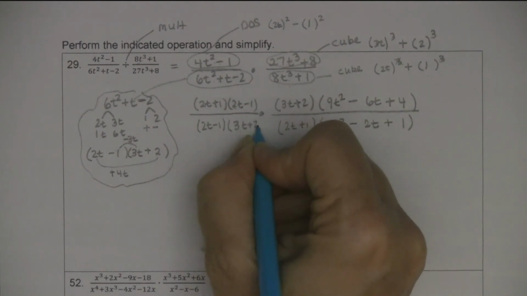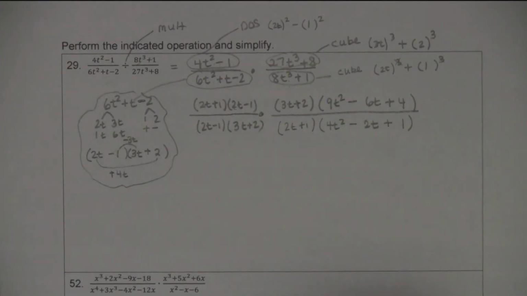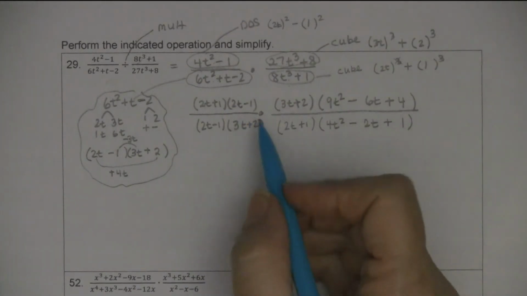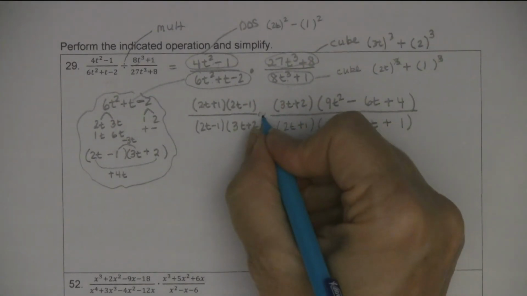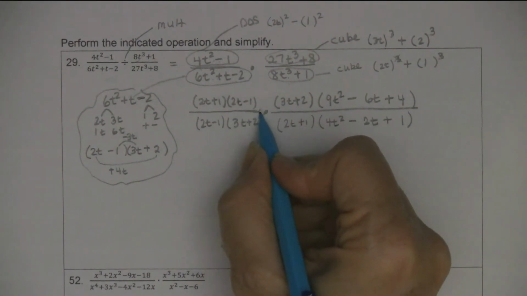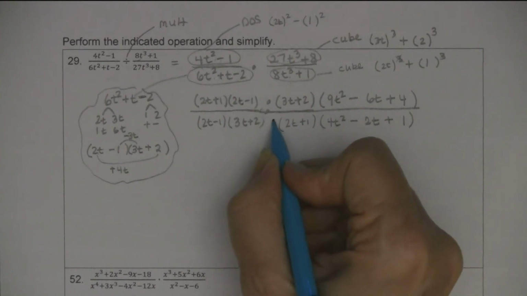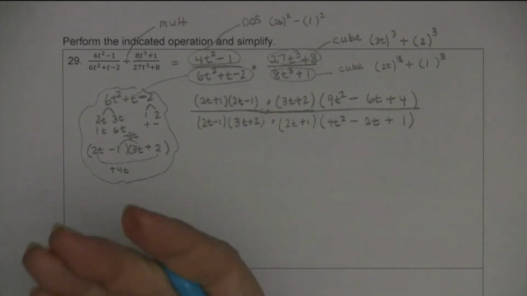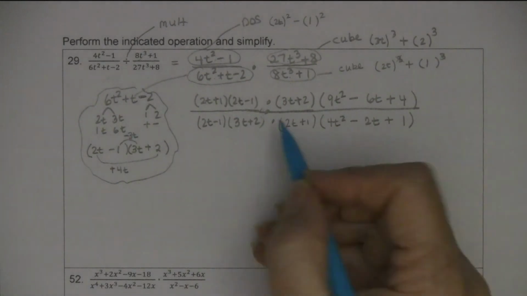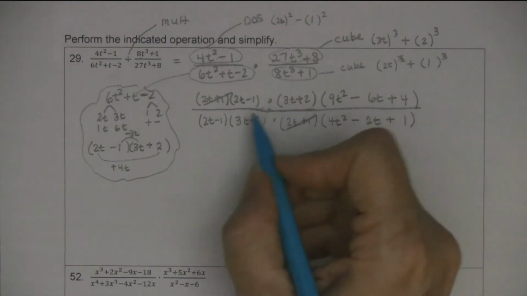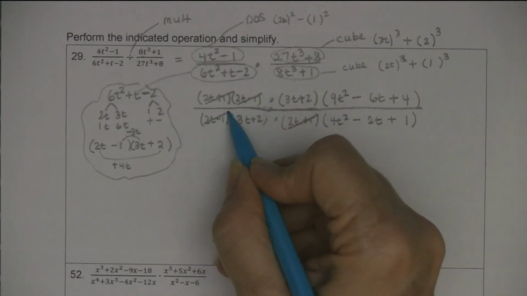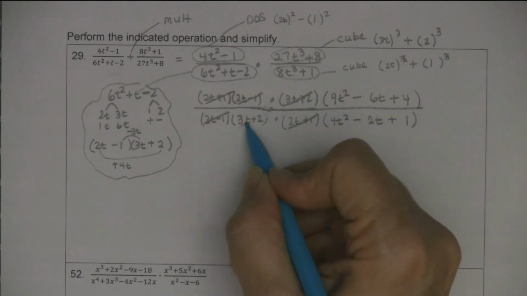3t plus 2. And then here's the fun part: things that are exactly the same in the numerator will reduce out with things that are exactly the same in the denominator. And it doesn't matter which fraction they're in, because truly you can push it together and have it all be one fraction. You could say this times this, and now it's one fraction. So now they're all something in the top and something in the bottom. So 2t plus 1 with the 2t plus 1, 2t minus 1 with the 2t minus 1, and 3t plus 2 with the 3t plus 2.